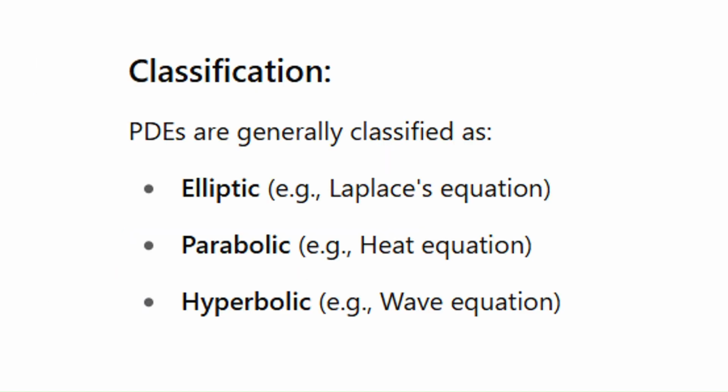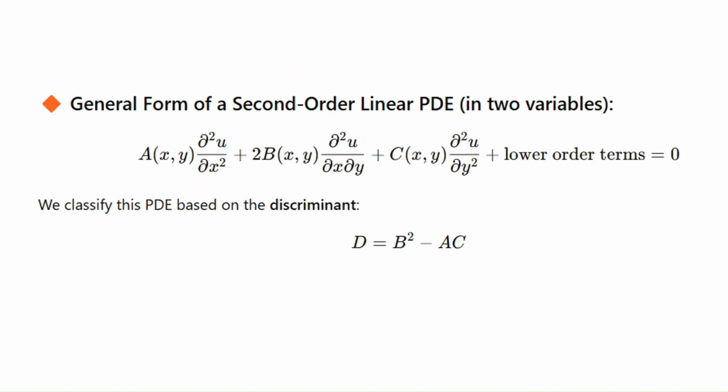Classification. PDEs are generally classified as elliptic, example Laplace equation; parabolic, example heat equation; hyperbolic, example wave equation. General form of a second order linear partial differential equation in two variables: A, which is a function of x, y, ∂²u/∂x² plus 2B ∂²u/∂x∂y plus C ∂²u/∂y² plus lower order terms equals 0.